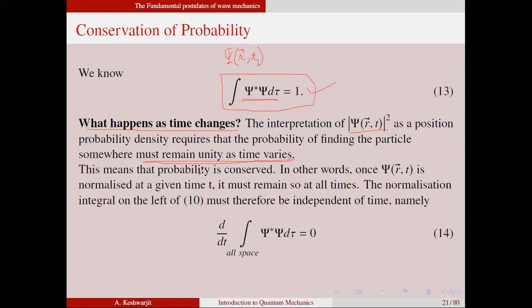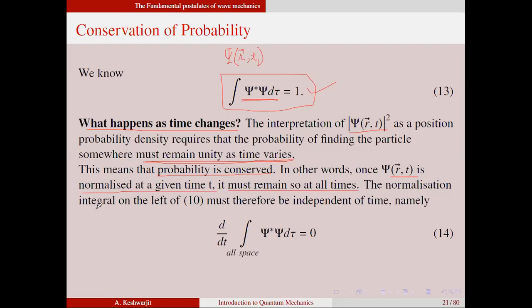This means that probability is conserved. I repeat, probability is conserved. In other words, once psi(r,t) is normalized at a given time t, it must remain so at all times. That means once the wave function is normalized at a given time, it must remain normalized at all future times.